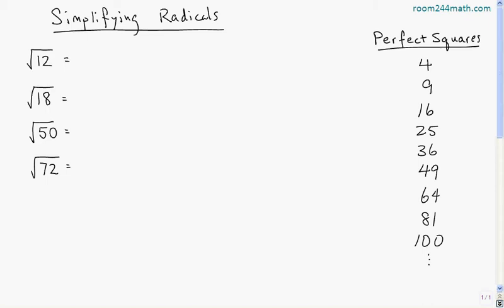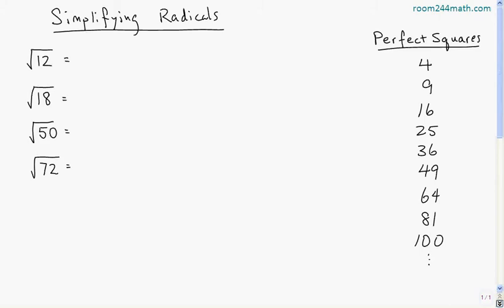Alright, the point of this video is to understand how to simplify a radical and how to decide whether a radical is fully simplified. So if we're starting with an entire radical like root 12 or the other examples there, root 18, root 50, root 72, the goal is to factor the radical into two other radicals so that one of them can be simplified and become an integer, and then we'll have a mixed radical.